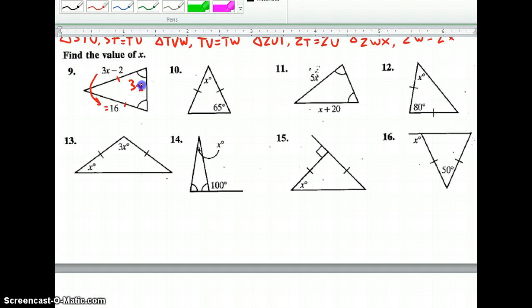You know what? I'm not going to do this in my head. I'm going to write that down. 3x is 18, so x is 6. Here, I've got the 180 thing going on. If this is 65, it has to be congruent to this one because we're in an isosceles triangle, so that's 130. So I'm left with 50 here to make 180.